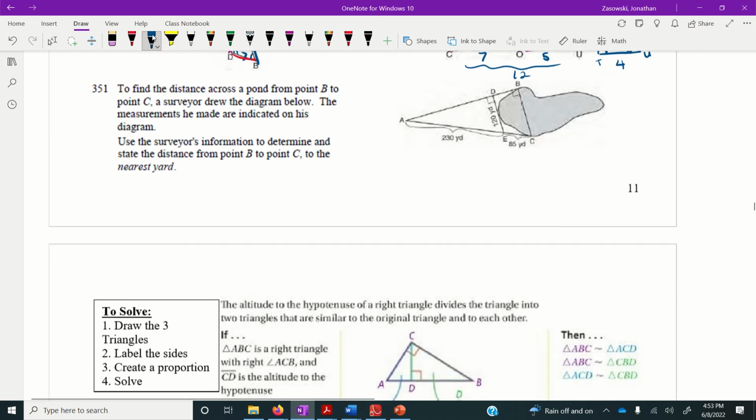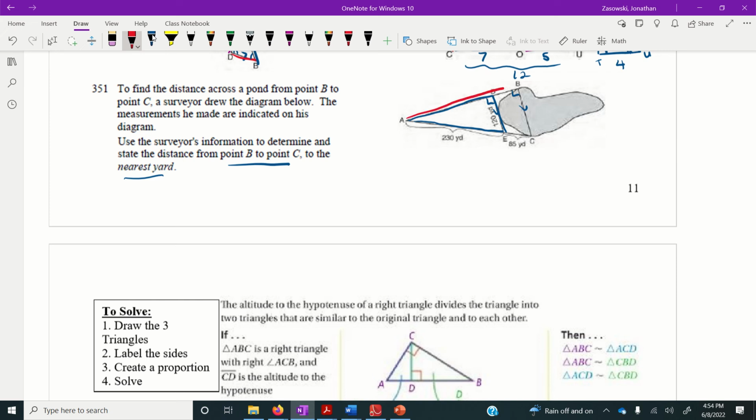Okay, 351, to find the distance across the pond. Now, as you notice in this one, we have our triangles drawn. We want to figure out the distance from point B to C to the nearest yard. And these are all in yards, so we don't have to do any conversions. But because we have right angles here, that means that these two lines are parallel. So we already have the triangles drawn the way they're laid out, so the corresponding sides are in the same position.